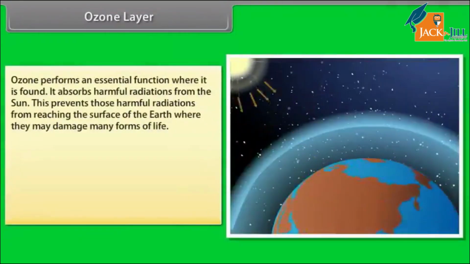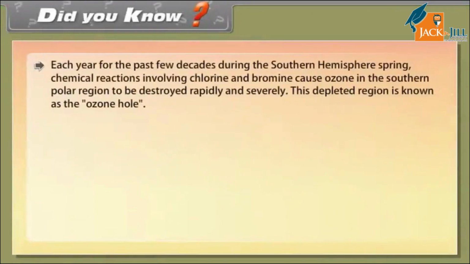Ozone performs an essential function where it is found. It absorbs harmful radiations from the sun. This prevents those harmful radiations from reaching the surface of the Earth, where they may damage many forms of life. Did you know, each year for the past few decades during the Southern Hemisphere spring, chemical reactions involving chlorine and bromine cause ozone in the southern polar region to be destroyed rapidly and severely. This depleted region is known as the ozone hole.